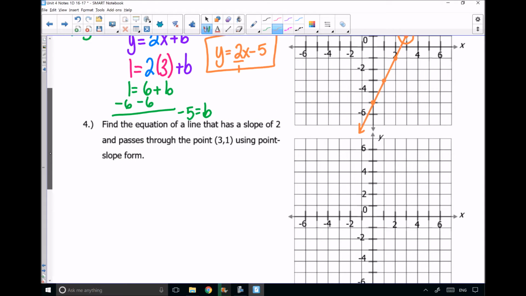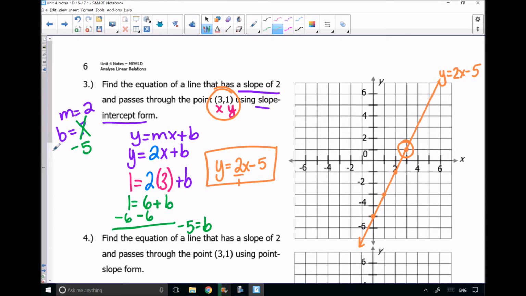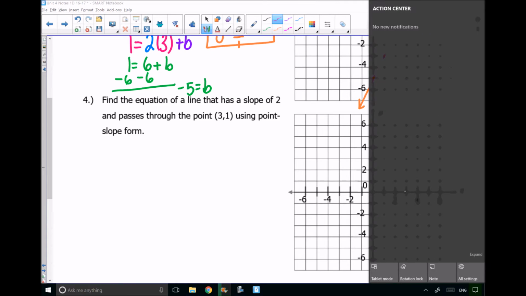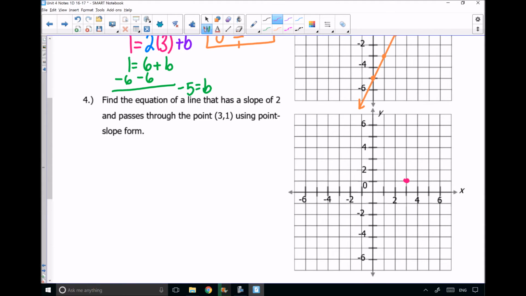Another option that I have, this is the same question, but we're solving it in a different way. I'll show you how to solve it in a different way, but another option is to see it graphically. I know it's going to pass through the point (3, 1), so I'm going to go to (3, 1) right here. And I know it has a slope of 2. So I know it's going to go up 2 over 1.